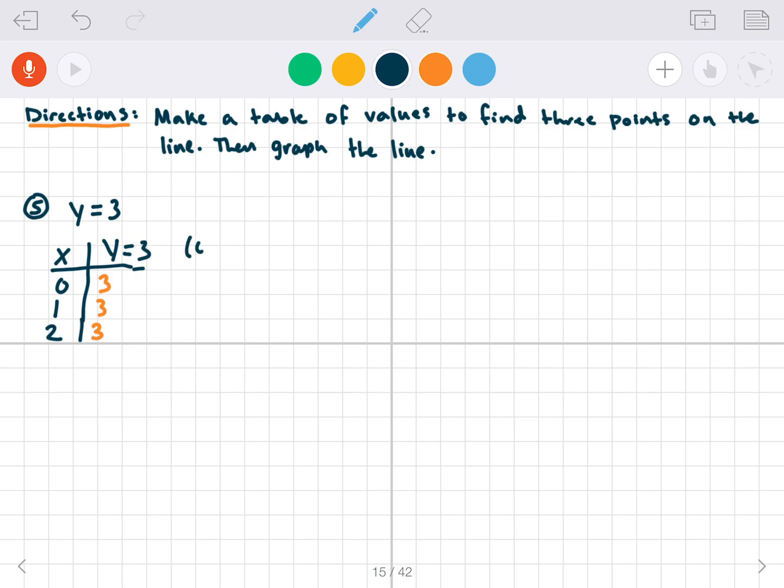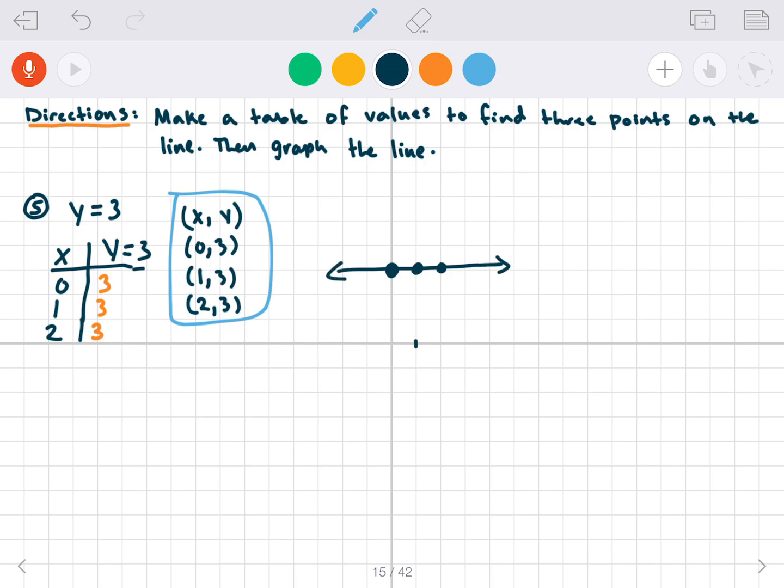So our ordered pairs are (0, 3), (1, 3), (2, 3). This is x, y. So graphing these, when x is 0, y is 3. Starting at the middle, x is moving nowhere left to right, but we're going up 1, 2, 3. When x is 1, y is 3. 1, 2, 3, so we're right here. When x is 2, y is 3, we're right there. So this is going to be our line right there.